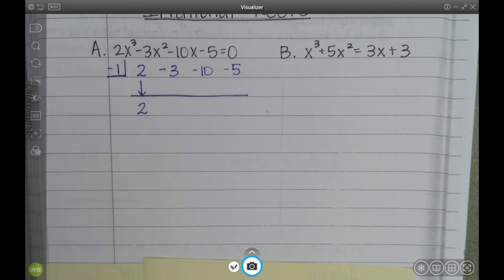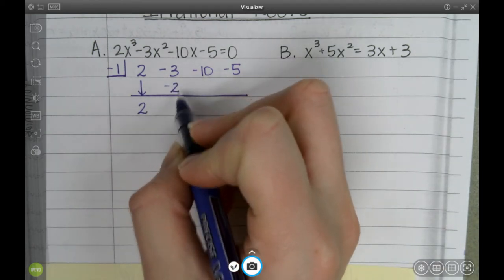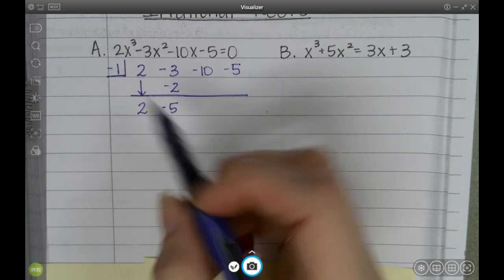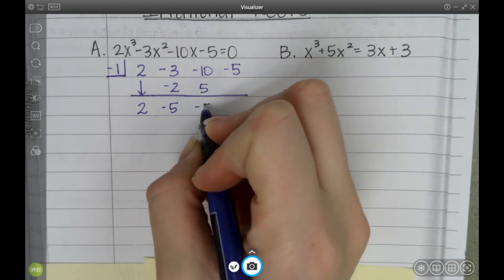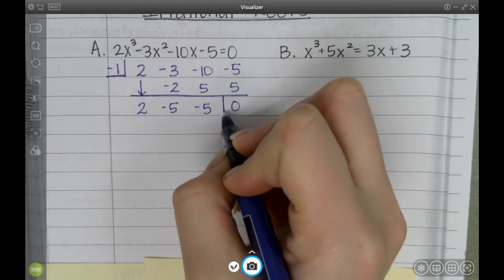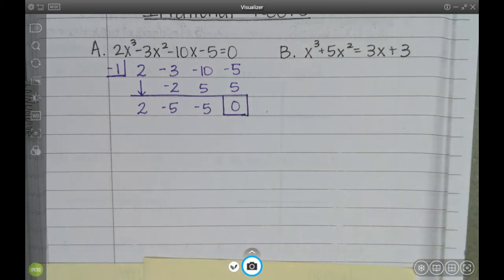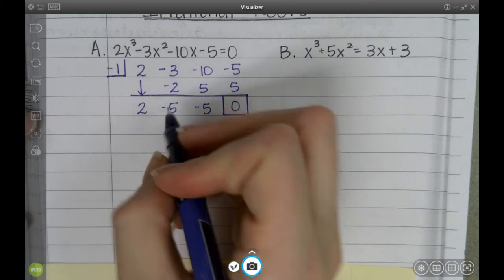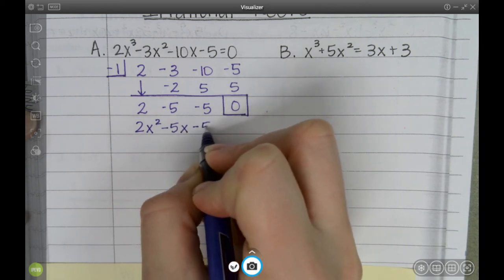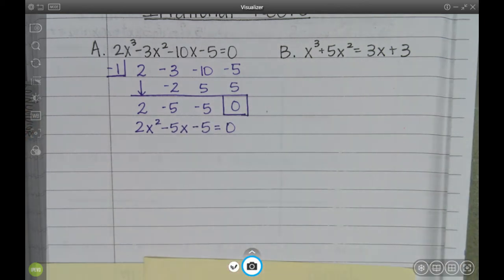All right, so 2 times -1 is -2. -5 times -1 is +5. Add to get -5. You get a remainder of 0. Do I need to do synthetic division again? Nope, because now it's an x squared. So I have 2x squared minus 5x minus 5 equals 0.